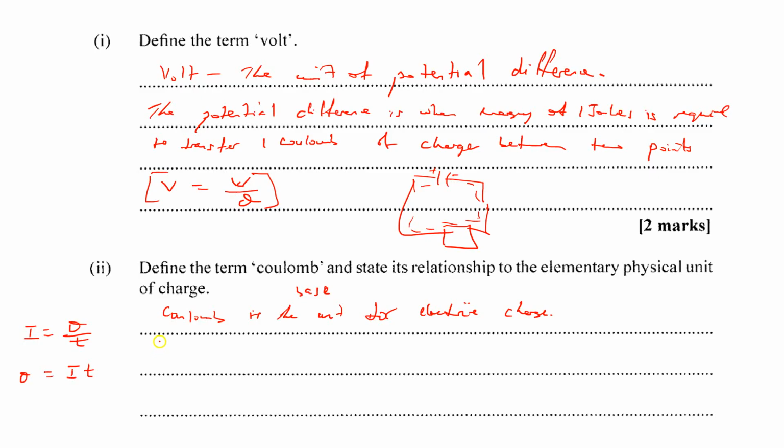So if we want to put a definition to coulomb, we could say that a coulomb is equal to the amount of charge transported by a constant current. When we say constant current, we mean more of a direct current in this case, a constant current of 1 ampere in 1 second.